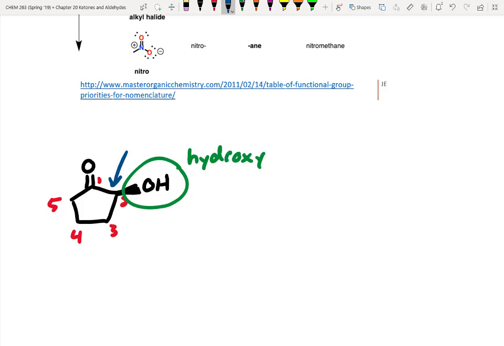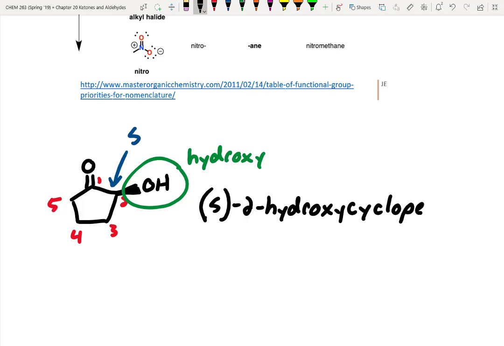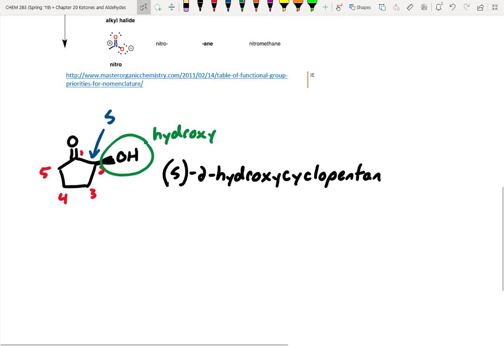It would be S. All right, so now we can go ahead and start naming this. We can say S, 2-hydroxy, cyclopentan, and then what would the suffix be? One. So S-2-hydroxycyclopentanone.